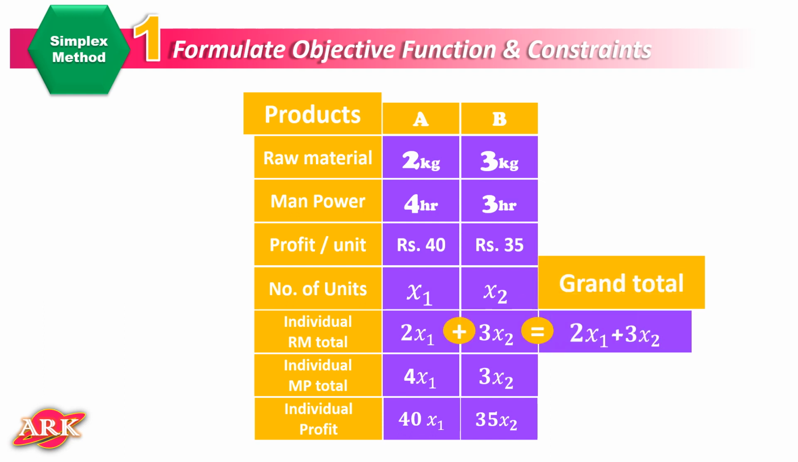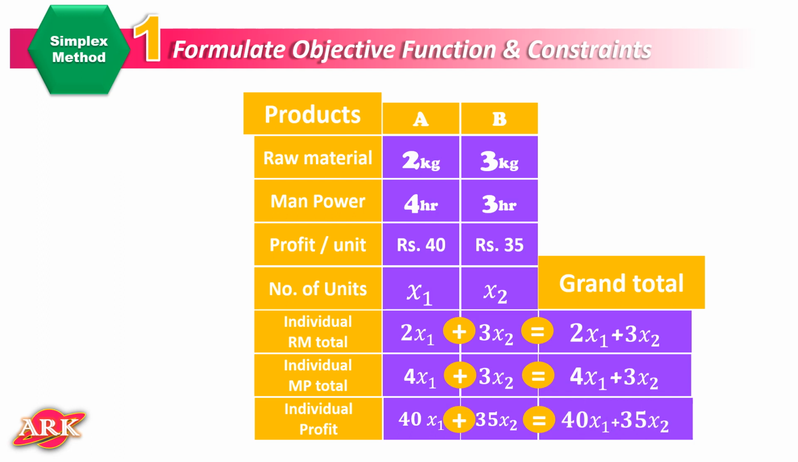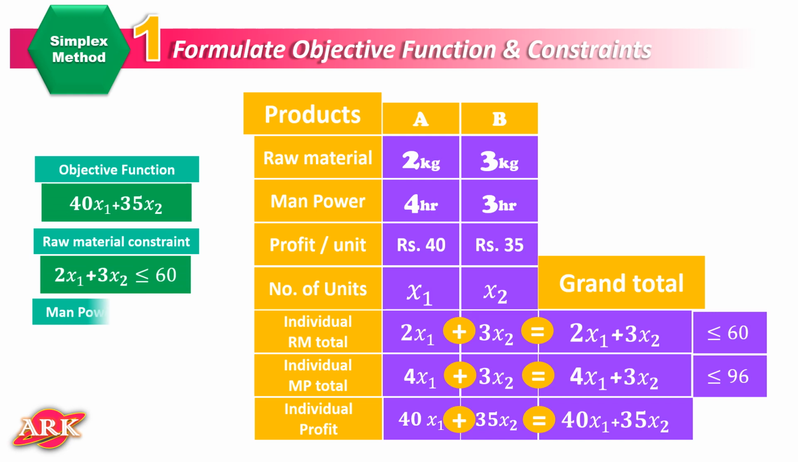Let's calculate the grand totals. The grand totals will be 2x1 plus 3x2 for raw material, 4x1 plus 3x2 for manpower, and 40x1 plus 35x2 for profit function. And now we have to include less than or equal to 60 as we need to cover the range of values from 0 to 60. Similarly, for manpower, we have to cover 0 to 96. Let it include less than or equal to 96.